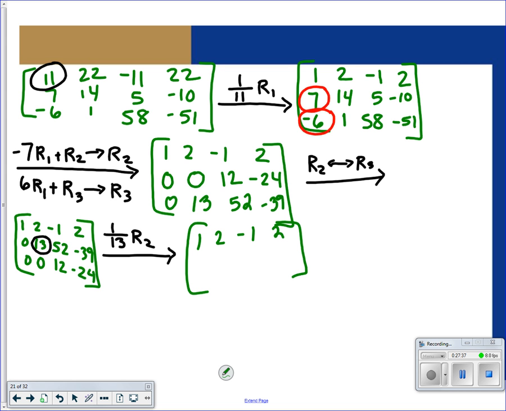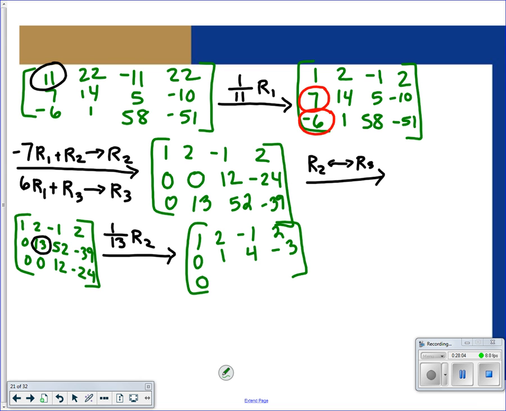Okay, so once you multiply by 1 over 13, this is nice because the first one is 0, so it's going to stay 0. Then we'll have 1. 52 divided by 13 is an even number. What is it? 4. Negative 39 divided by 13 is also an even number. What is it? Negative 3. Okay, and then your third row is going to stay the same.